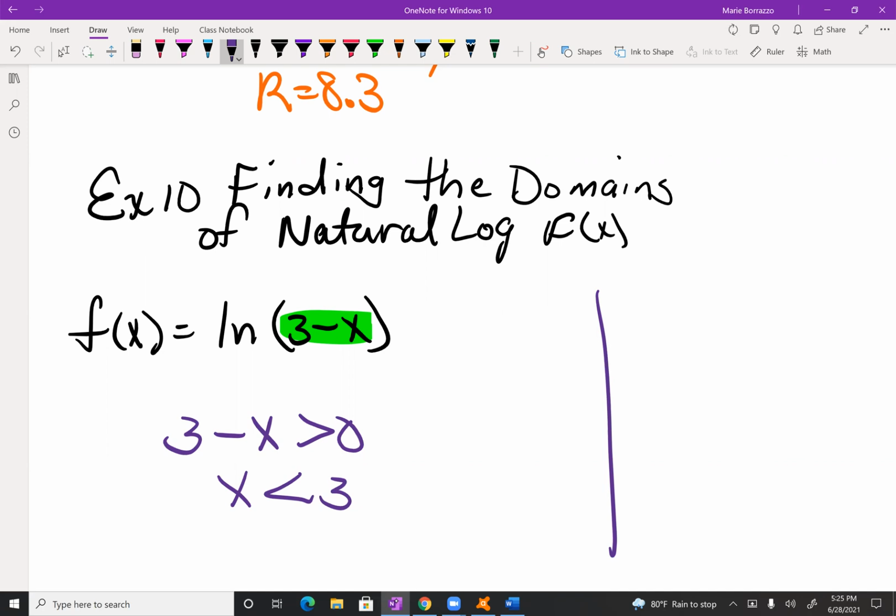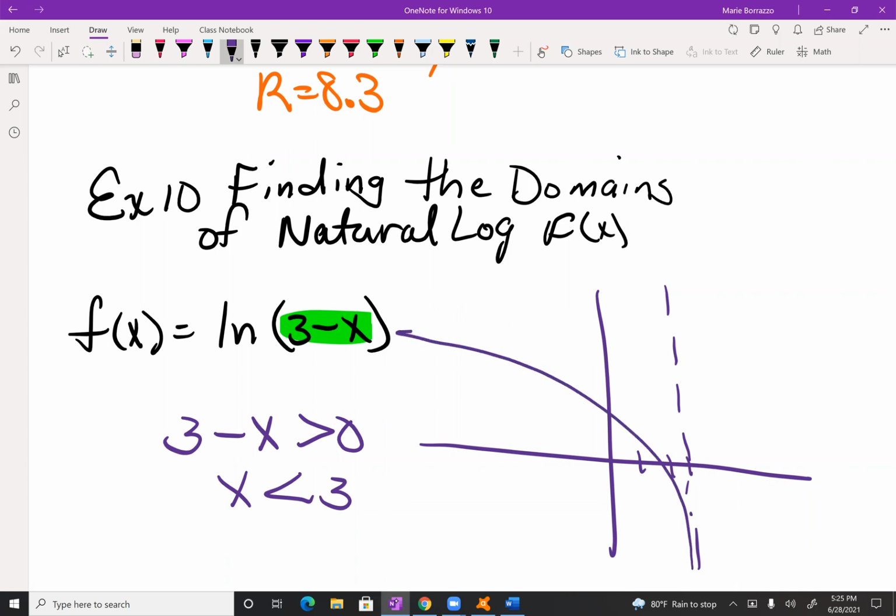As a diagram, we know that at 1, 2, 3, we have a vertical asymptote, and our diagram is going to take off in this direction, going this way, because x has to be less than 3.